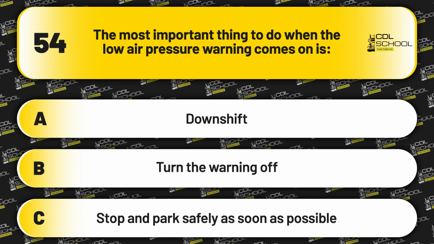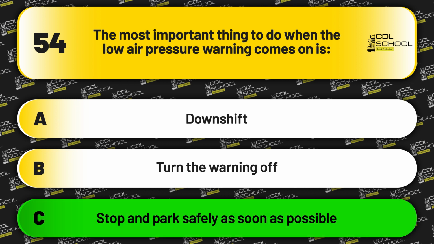The most important thing to do when the low air pressure warning comes on is A. To downshift, B. To turn the warning off, C. Stop and park safely as soon as possible. The correct answer is that you should stop and park safely as soon as possible. You should take the warning seriously.